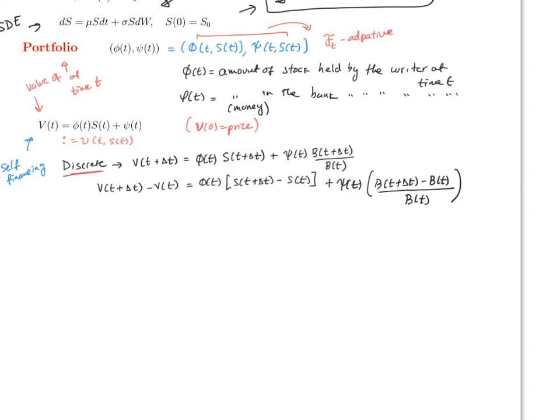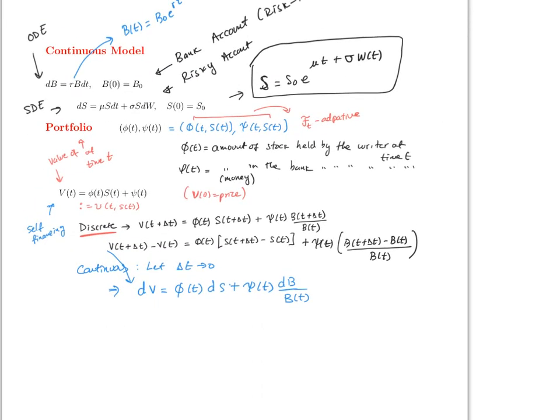Again, this is in the discrete world, but now we're in the continuous world. To get to the continuous, all you have to do is let delta t go to zero. So instead of the differential in discrete time, we will get this. This equation will become dV equals phi of t dS plus psi of t dB over b of t.